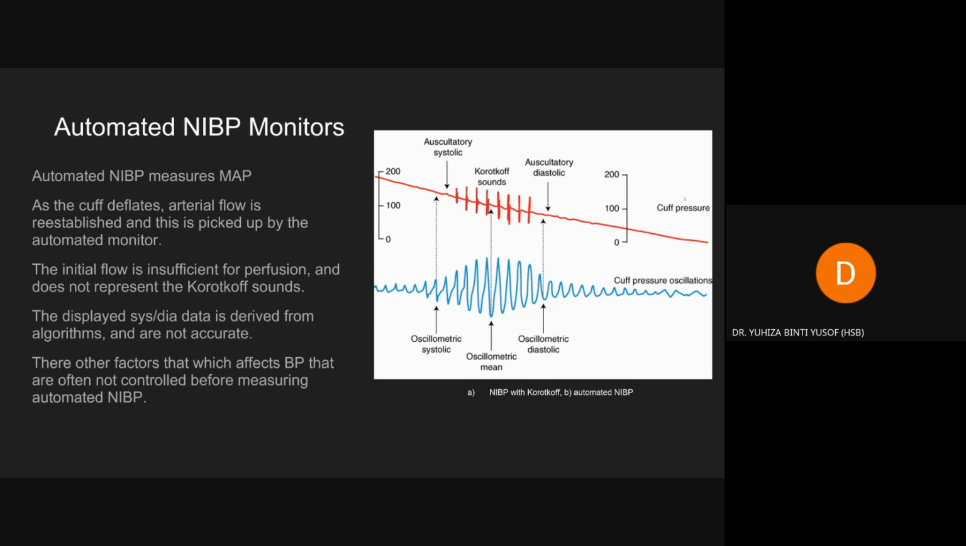So kalau you need to explain to someone why you prefer to just chart MAP ke apa-apa, this is the reason why. Automated non-invasive pressure monitors don't measure correct systolic sound, they measure the mean pressure, and they only derive the systolic and diastolic data. However, you need to keep in mind if things go wrong, so again, clinical assessment is what's going to save you. It's what you use to justify your decision.